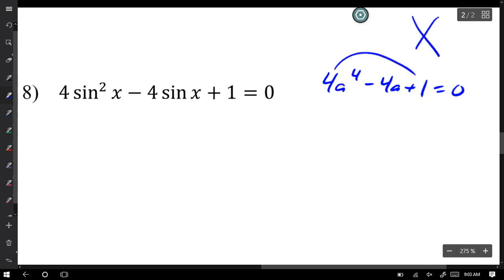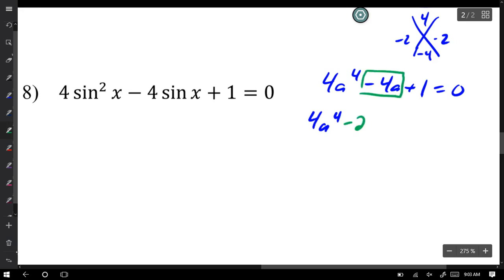What multiplies to the 4? As the negative 4, and that'd be negative 2 and negative 2. So what I'm going to do is I'll split the middle term. So I'm going to keep the 4a squared. I'm going to split the middle term into negative 2a minus 2a plus 1.